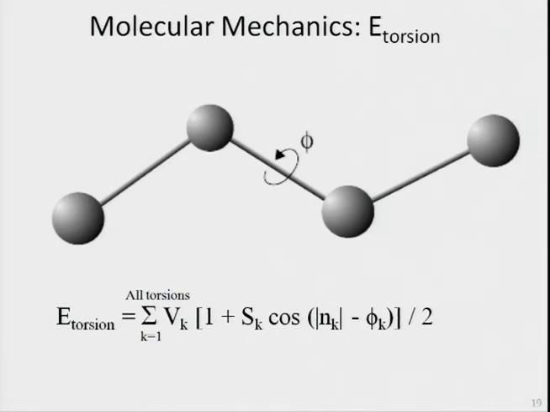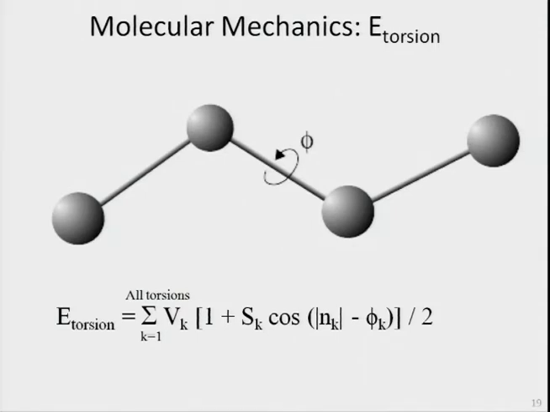Okay, and then if we have 4 atoms, we can have a couple of different things. First, we might have a torsion angle. Now, a torsion means twisting. So if you have 4 atoms connected together, if you try and turn this bond, there might be some resistance to that. And this is called the torsion angle.